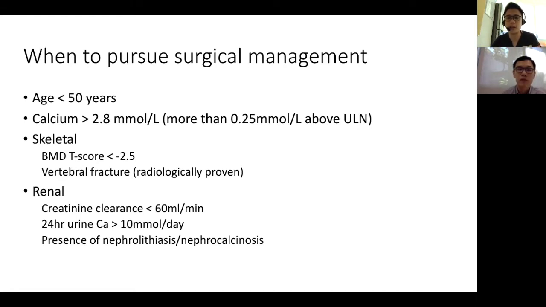How does it work in terms of deciding how much of the parathyroid to remove? If it's a very obvious single adenoma, then they will just remove that adenoma. It can be a focused parathyroidectomy, which would have a rather small scar.